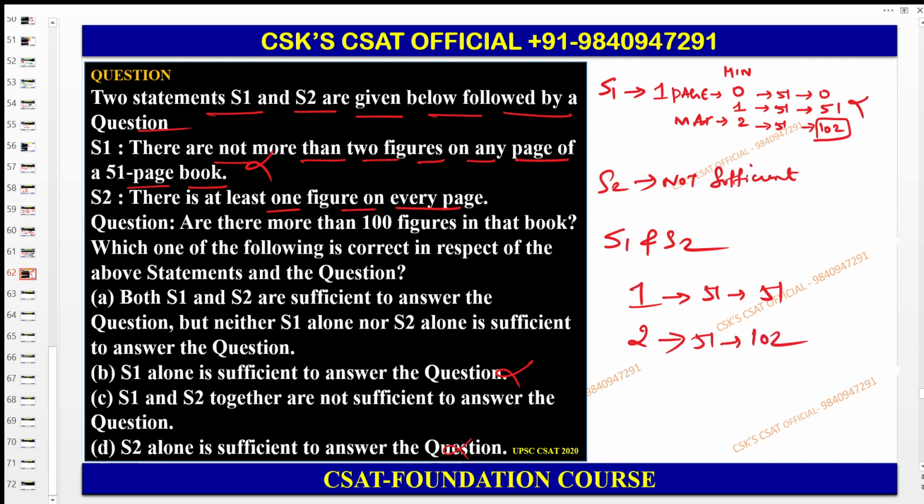The question says, are there more than 100 figures in that book? No, it may contain 51 also. Okay, so therefore you cannot say. It is less than 100 also, greater than 100 also. Therefore, you cannot answer this question. Which means, what is the option here?